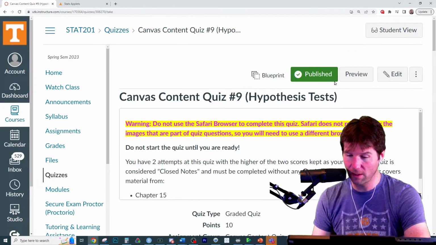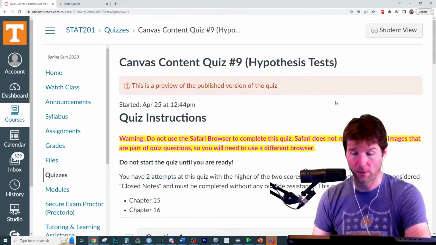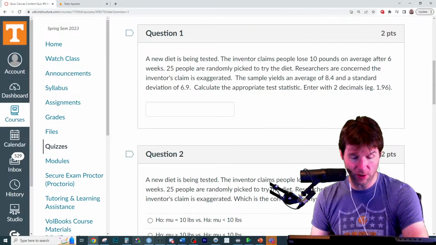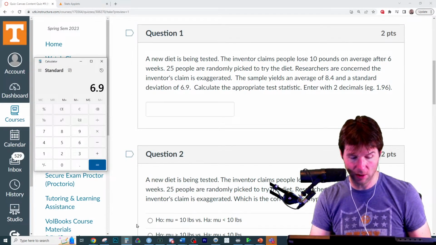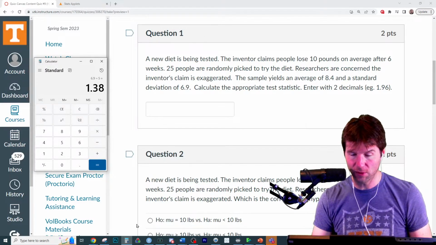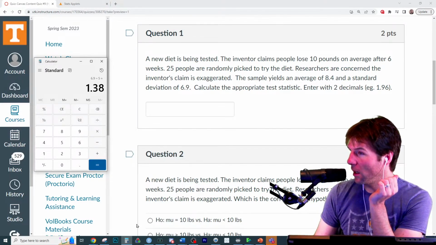Try it one more time. We didn't get anything new. Trying to get something new here. There's the diet question again. And the diet question is, we're going to take 6.9, which is the standard deviation, divided by 5, which is the square root of 25.